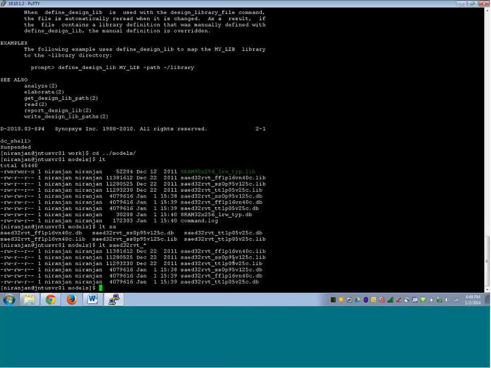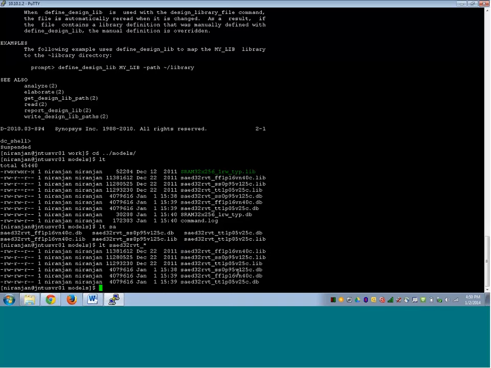Synthesis will use the slow corner, the worst case corner, and we will see what the use of the fast corner and the typical corner is. We will see that later, it will come in unit 5. But for this lab we will keep using the worst case corner, that is the slow corner.